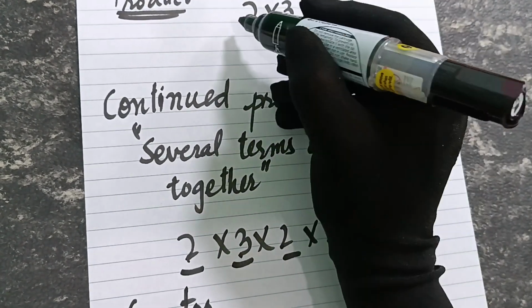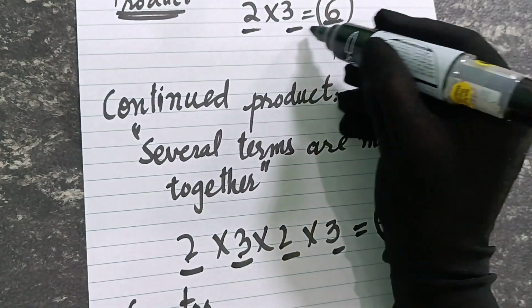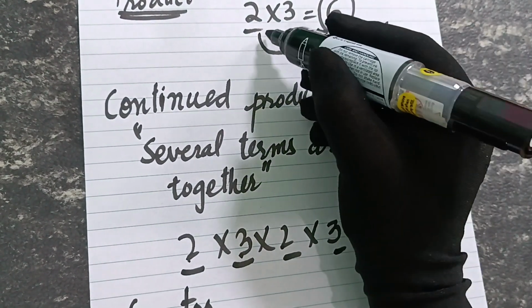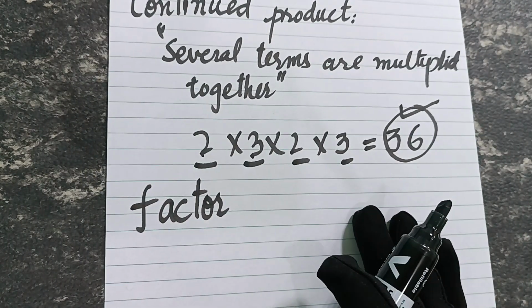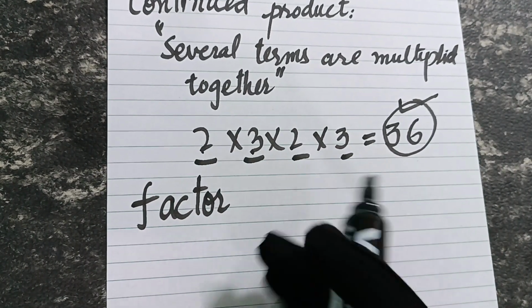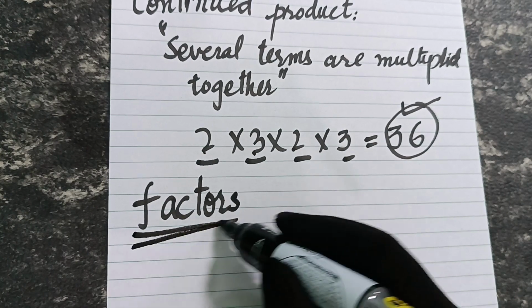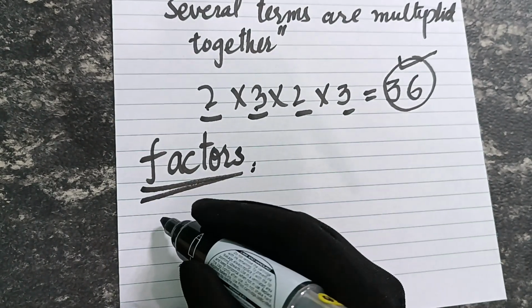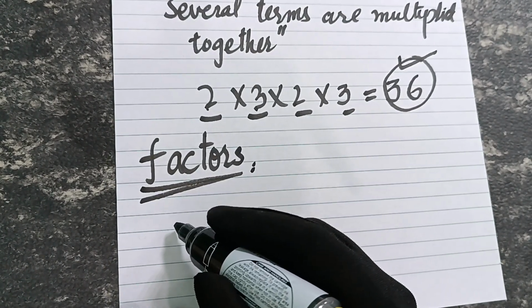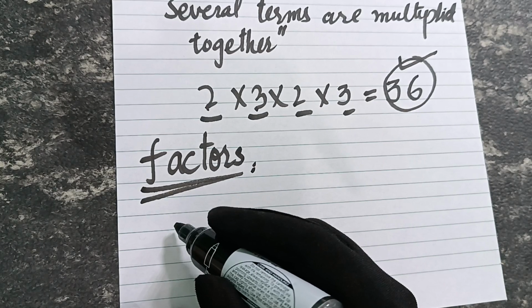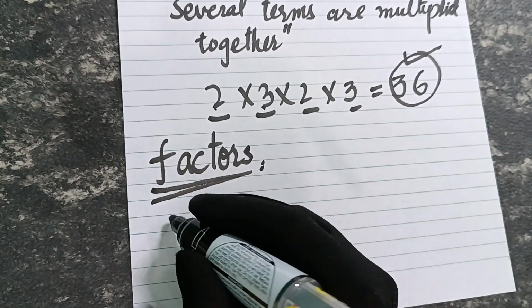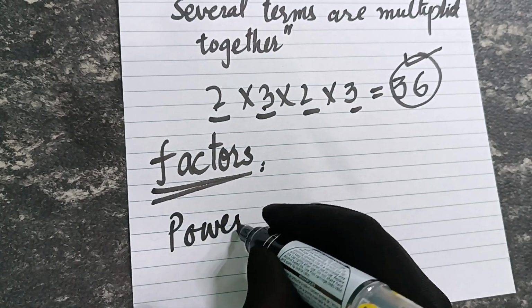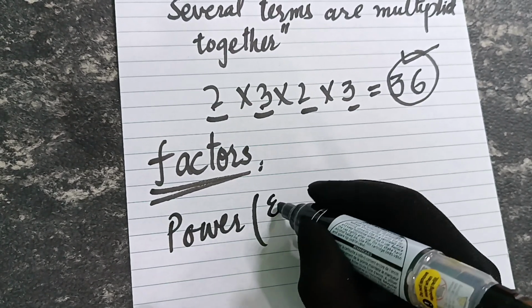In this product also, these two are called the factors of this number. 2 is a factor of 6, 3 is a factor of 6. So they are called the factors of that number. If the same factor is repeated several times, then the product is called the power of that number, power or exponent.